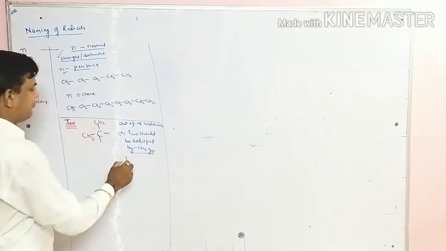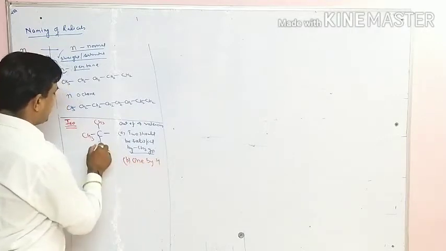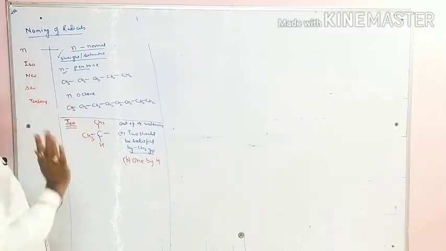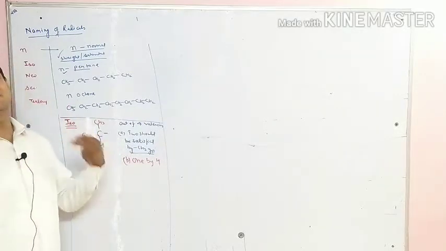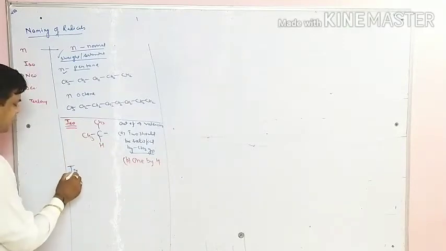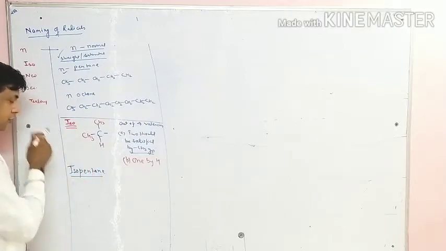Out of the remaining 2, 1 should be satisfied by hydrogen. See, this is the iso. The 4th valency, you can join the remaining carbon or whatever group is present, but this is iso. So if we draw isopentane, then how can we draw it?